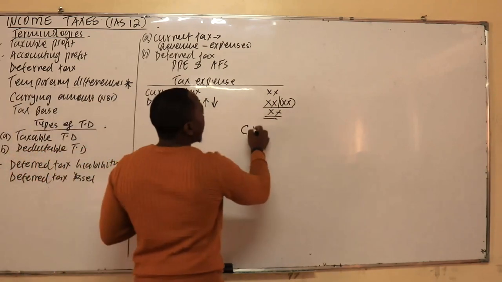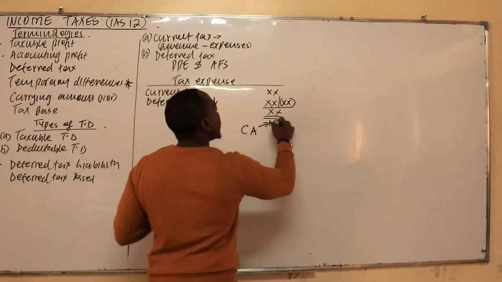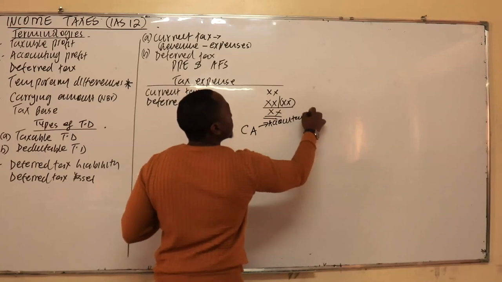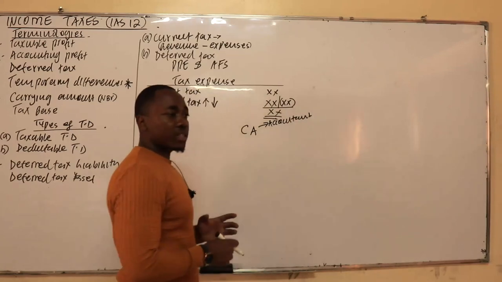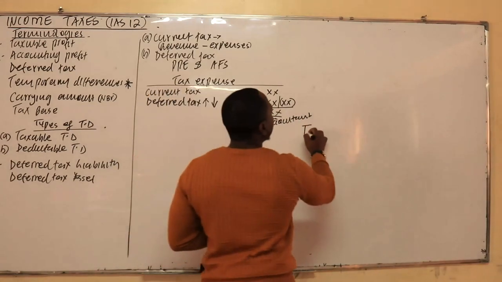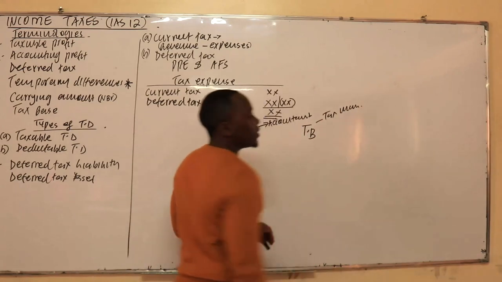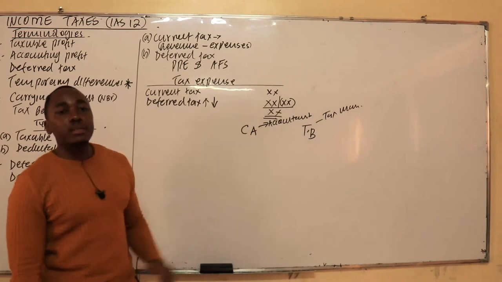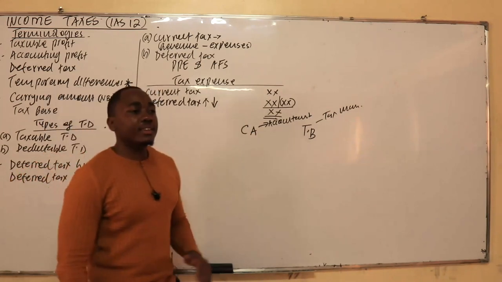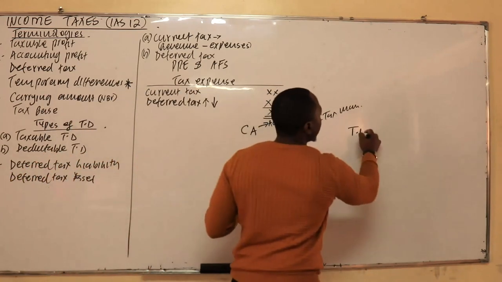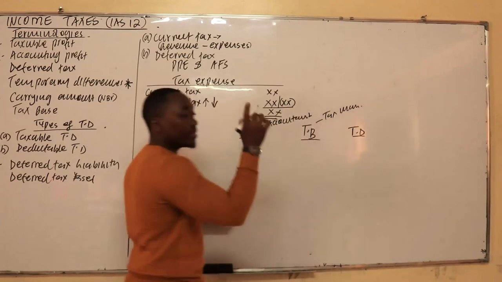How does it arise? So carrying amount, we are saying that this is you, the accountant. You are the one preparing the financial statement. Then the tax base, this is the taxman. The difference between the perspective of the accountant and the taxman is what will give rise to temporary differences. What does it mean?